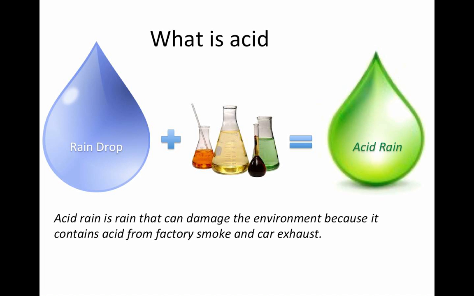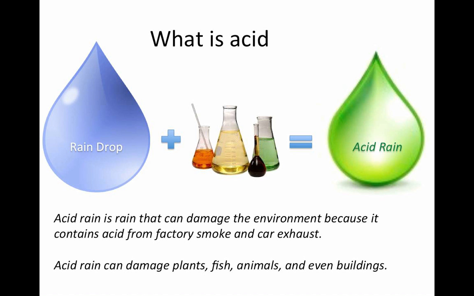Acid rain is rain that can damage the environment because it contains acid from factory smoke and car exhaust. In other words, it has certain chemical properties, which means that it's no longer just water. Because it's acidic, it is capable of causing damage. Acid rain can damage plants, fish, animals, and even buildings.